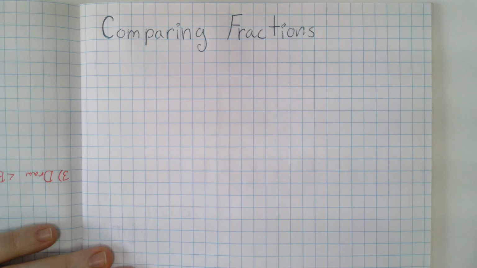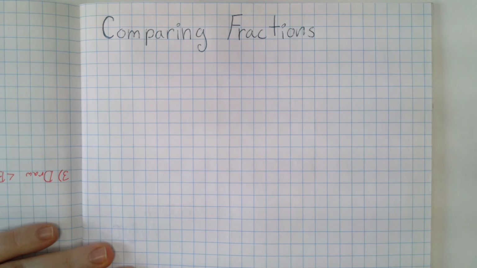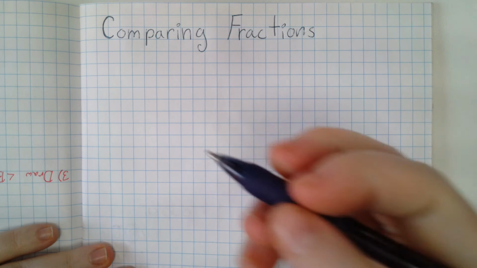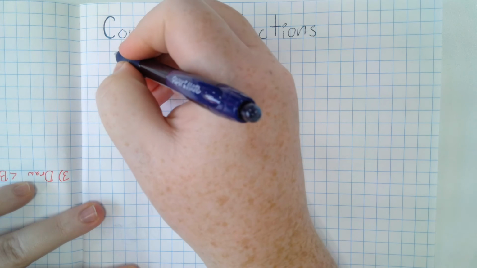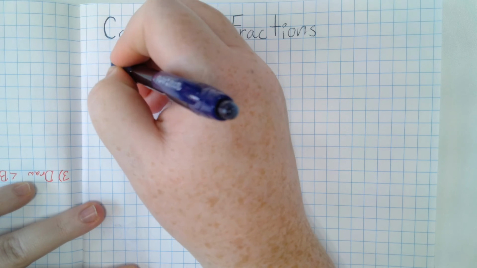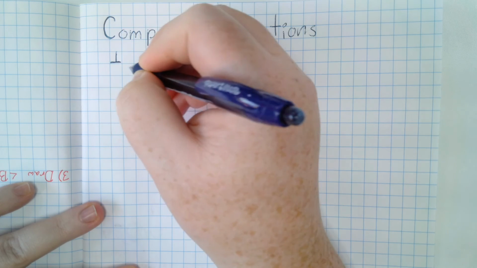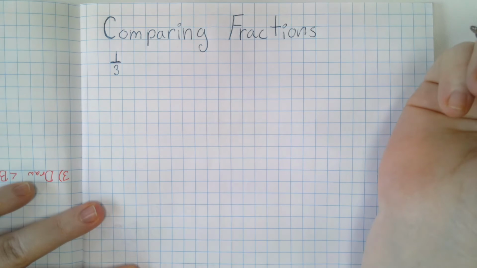Hi guys, in this video we're going to talk about comparing fractions. As we've learned, a fraction has two parts. It has the numerator on top and it has the denominator on the bottom.